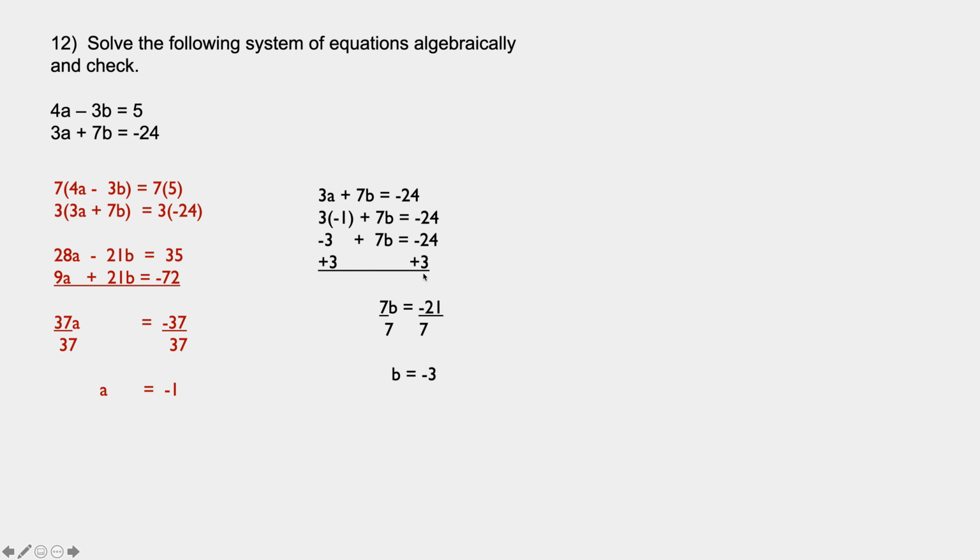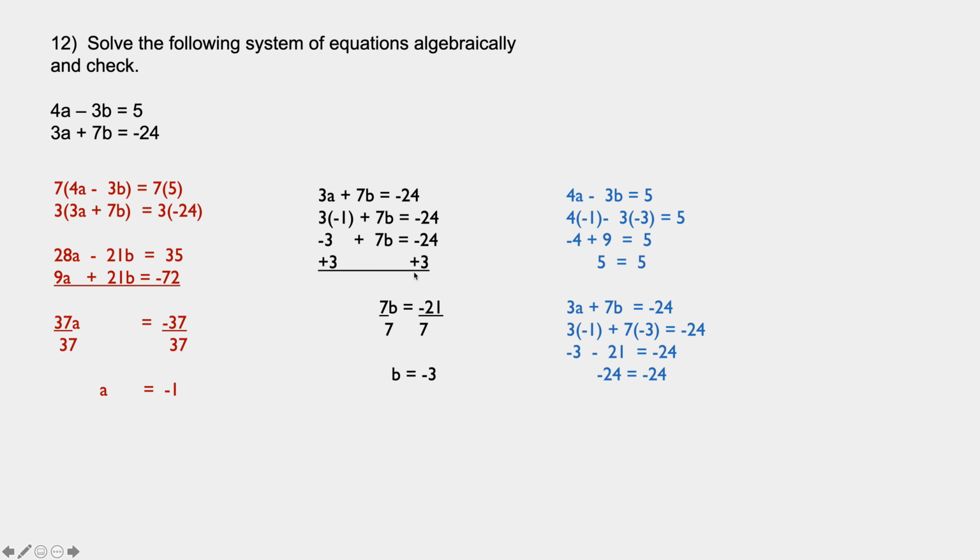So there's your correct answer. Let's check this guy. Original equations only, no derived. 4a minus 3b is 5. Plugging in a negative 1 for a and a negative 3 for b, I get negative 4 plus 9 is 5. Yeah, that'll check. And again, plugging in a negative 1 for a and a negative 3 for b, we could also say substituting, negative 3 and negative 21 make negative 24. You bet they do. Negative 24 equals negative 24.